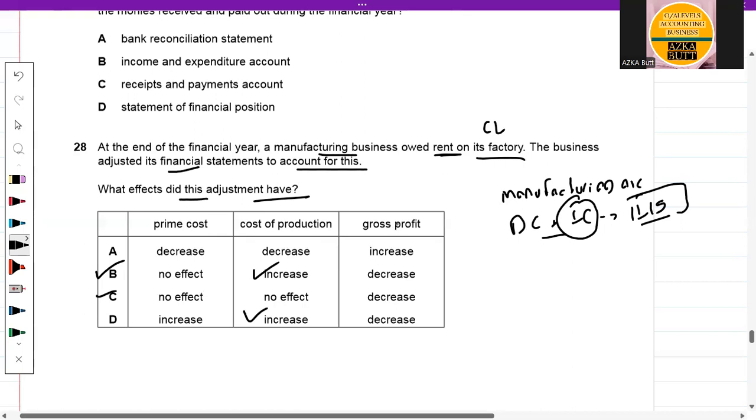So what will happen to the gross profit? Your gross profit would decrease. Why? Because the cost of sales is increasing, since you are putting the cost of production into it. If the cost of sales increases, your GP would decrease. So gross profit would decrease, and B option is the right option.